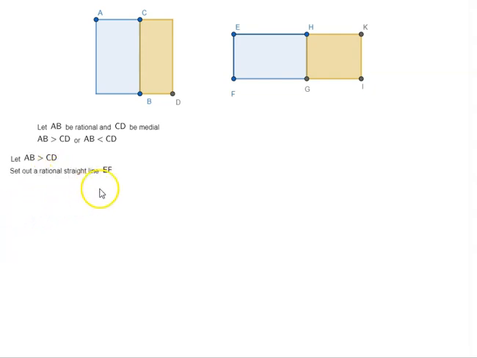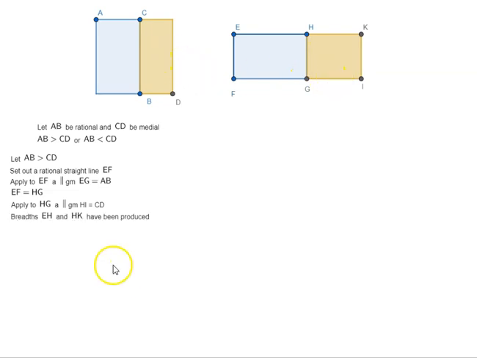Set out a rational straight line EF. Apply to EF a parallelogram EG equal to AB. Now here, since it's a parallelogram, EF is equal to HG. So now we apply to HG a parallelogram HI equal to CD. So breadths EH and HK have been produced.